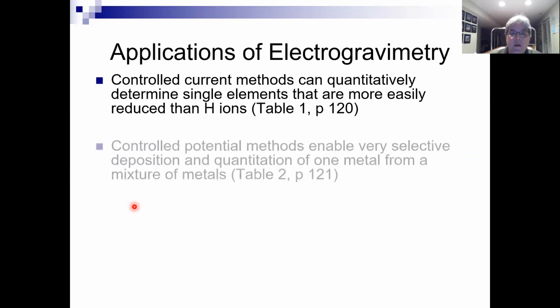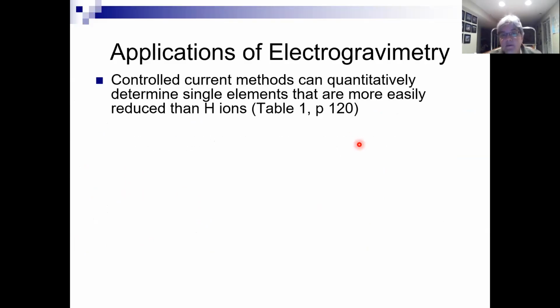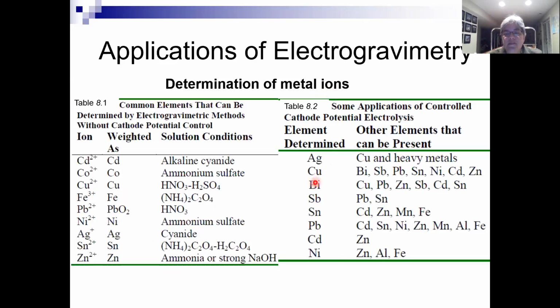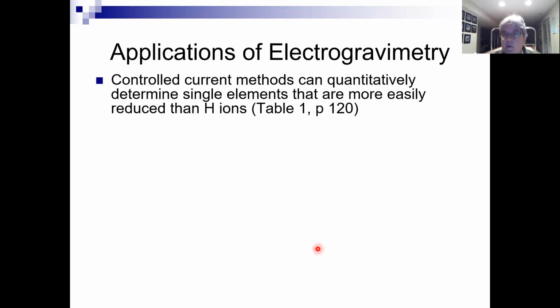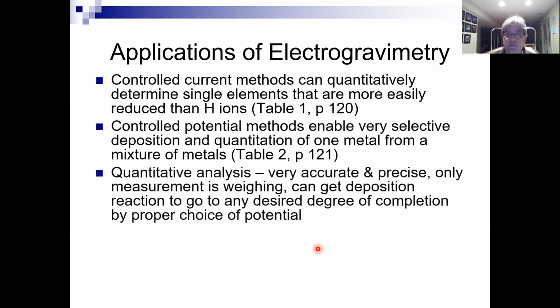But notice they give you the conditions that you should use in order to form the best metal deposit. Okay, then there are a bunch of metals that you can actually determine from a mixture. So you can selectively determine only one. So this other table, for instance, I could just determine silver in the presence of copper and other heavy metals, or only copper in the presence of all of these. Okay. And again, there's handbooks you can look up to give you all the different conditions you need.